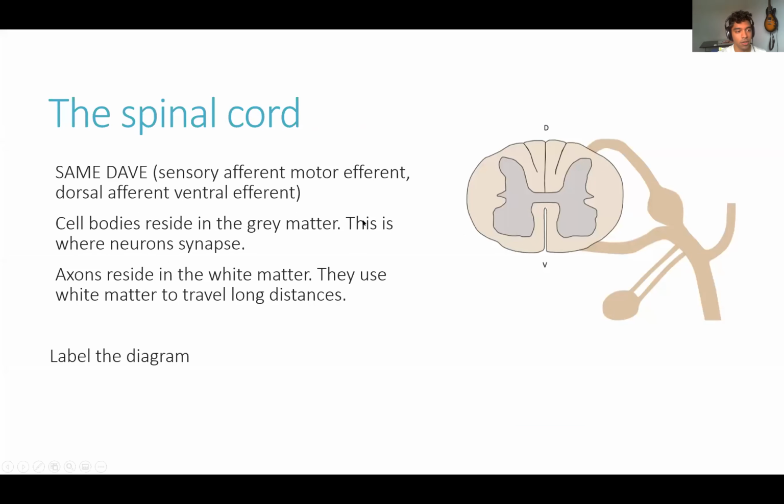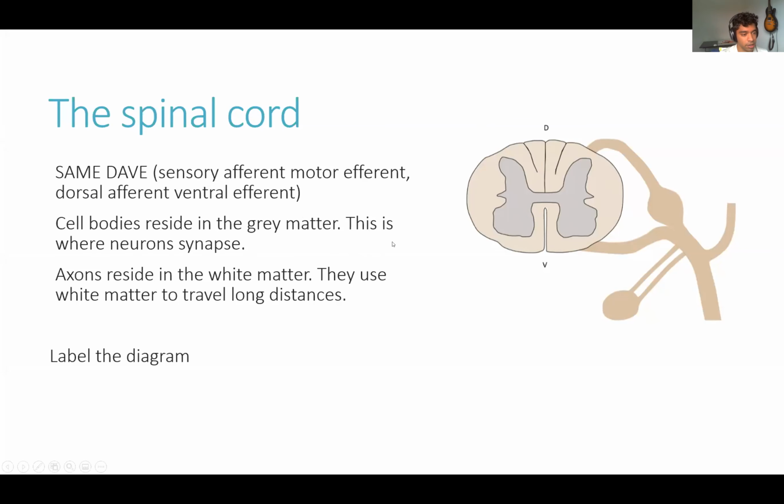But yes, cool. So the spinal cord. A good mnemonic to remember sensory, afferent, dorsal, all that stuff is SAME DAVE. Sensory is afferent, motor is efferent. Afferent is stuff coming towards the brain, efferent is going away from the brain. Dorsal is your posterior aspect, so that's afferent. Ventral is efferent. So anything in this area of the gray matter will be going towards the brain, and this area will be going away from the brain.